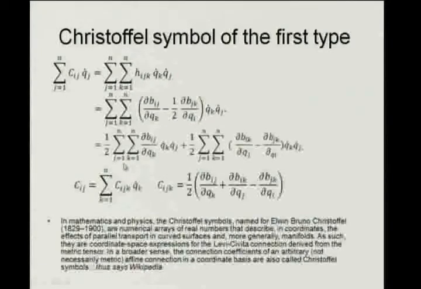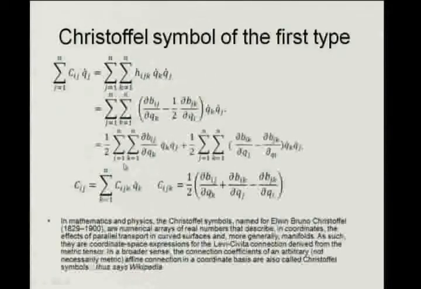No. So, it says that in mathematics and physics, the Christoffel symbols, named for Erwin Bruno Christoffel. Wikipedia is wonderful this way, it gives you all these little things. They are numerical arrays of real numbers that describe in coordinates the effects of parallel transport in curved surfaces. Has that got something to do with robotics? And more generally manifolds.